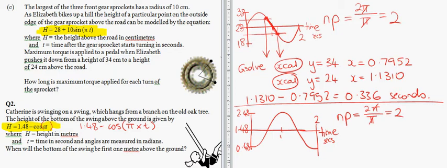Now answering the problem, when will the bottom of the swing be first 1 metre above the ground? So 1 metre is about there. We want to know when the swing is going to be 1 metre above the ground. So you can put the line across at 1 on the calculator, or once again you could go G-Solve and xcal. Putting in a value y equals 1 will give you a value x equals 0.341 seconds.